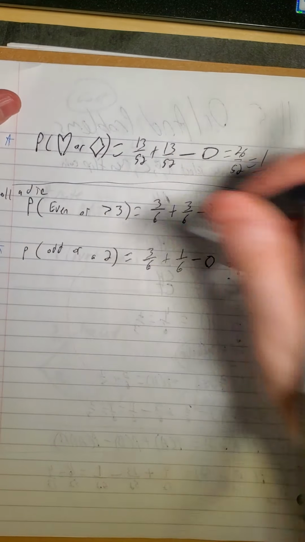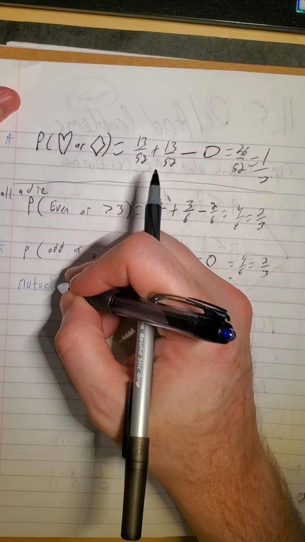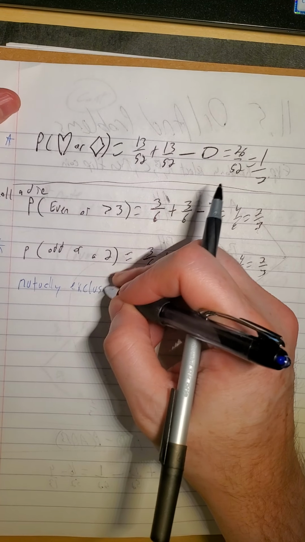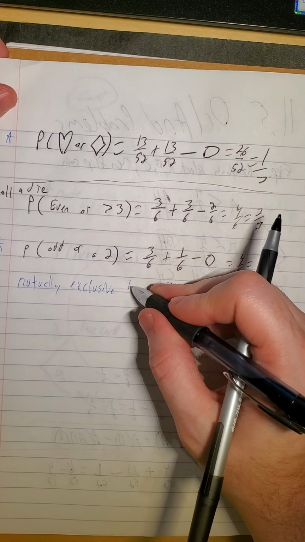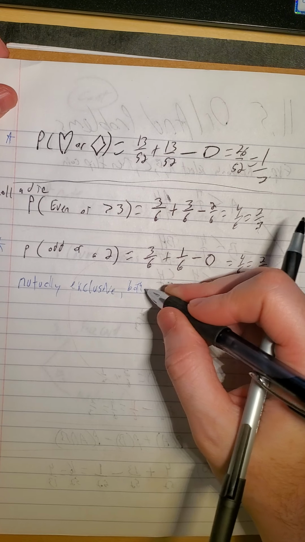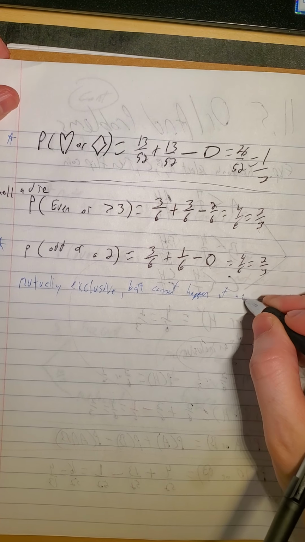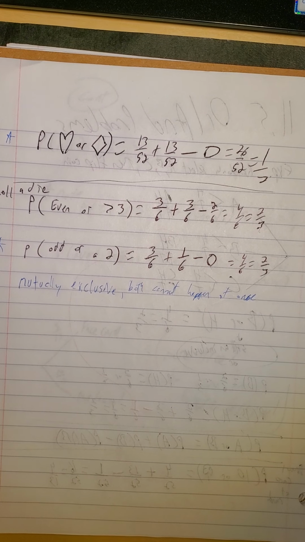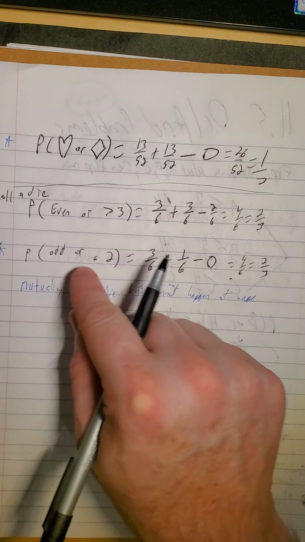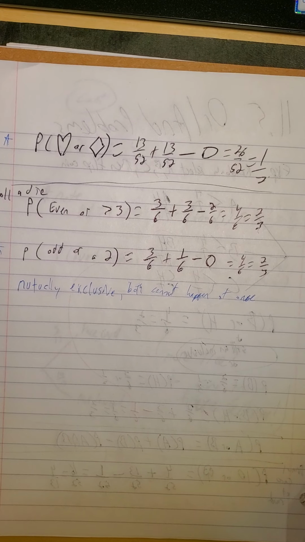In this case, where they have no overlap, that's what's referred to as being mutually exclusive. Both of them cannot happen at one time. If it's a 2, it's not odd. If it's an odd, it's not a 2. If it's a heart, it's not a diamond. If it's a diamond, it's not a heart. Mutually exclusive. Impossible for both to happen at once.